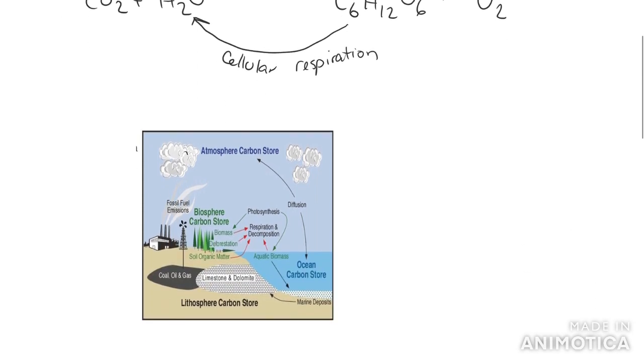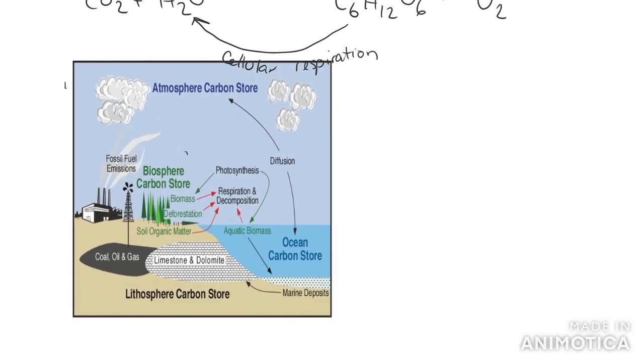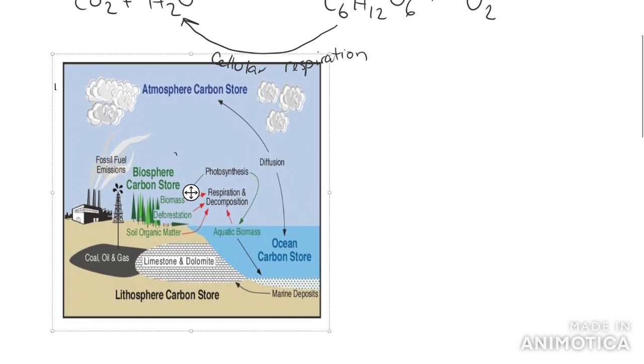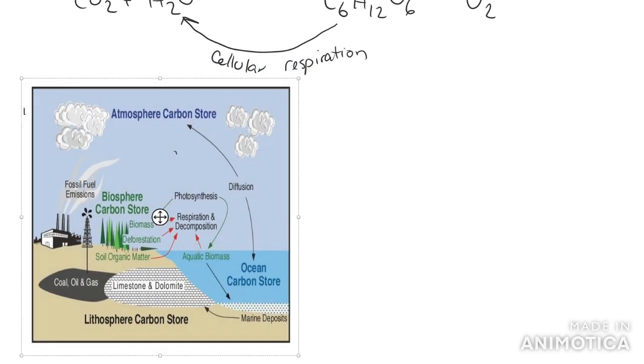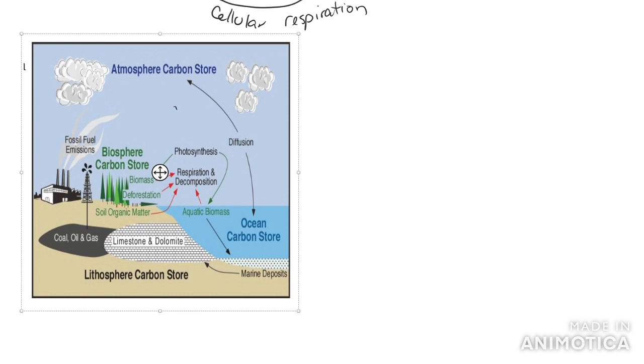So here is a diagram that shows you how we move carbon stores. We do have some carbon that's stored in our biomass, which is in living things. This is in plants, and this is also in animals. Remember, we are carbon-based. When we exhale, it's moved to the atmosphere. Photosynthesis brings it back in. Aquatic biomass also uses it.